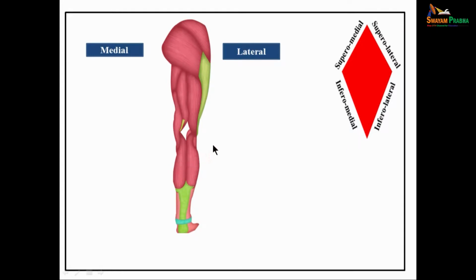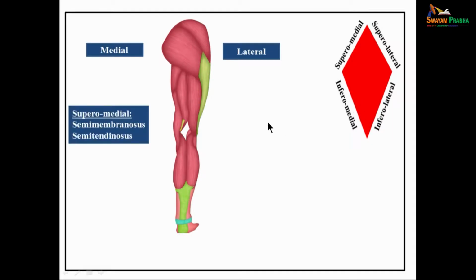Now, we will just look into the four borders, that is the superior-medial, superior-lateral, inferior-medial, and inferior-lateral. The superior-medial is formed by the semimembranosus muscle and semitendinosus muscle. These are the two muscles here. This is the semimembranosus and this is the semitendinosus. The superior lateral boundary is formed by only one muscle, that is the biceps femoris.